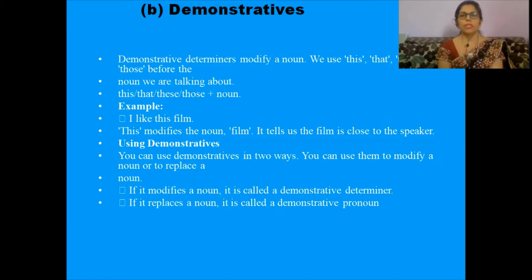So you can use demonstratives in two ways. You can use them to modify a noun or just to replace a noun. If it modifies a noun, it is called a demonstrative determiner. If it replaces a noun, it is called a demonstrative pronoun. So this is the difference you can see. So if it modifies, then it is called demonstrative determiner. And if it replaces a noun, then it is called a demonstrative pronoun.